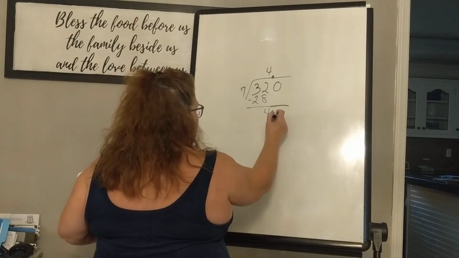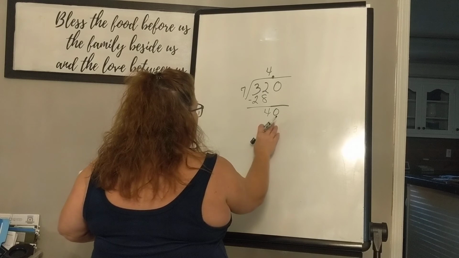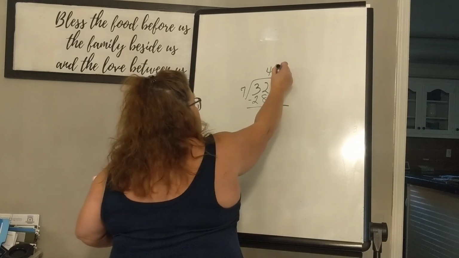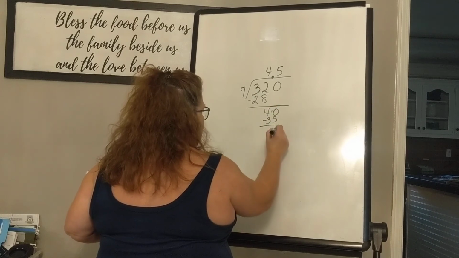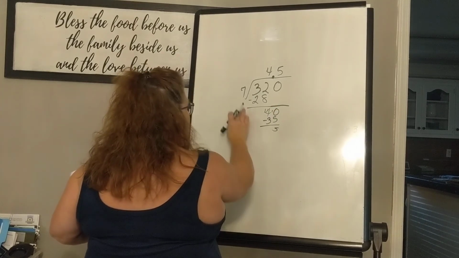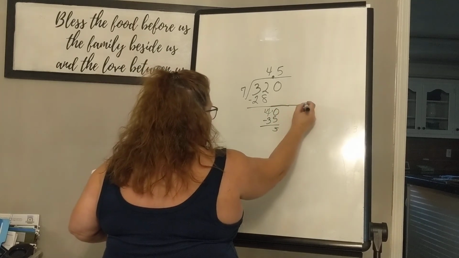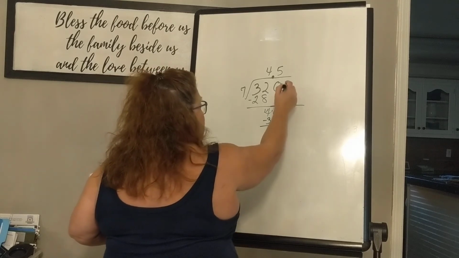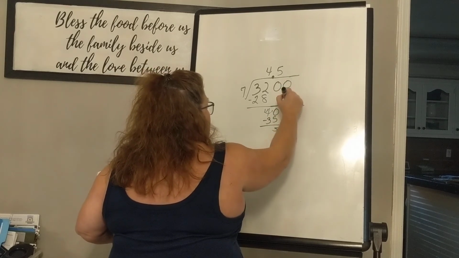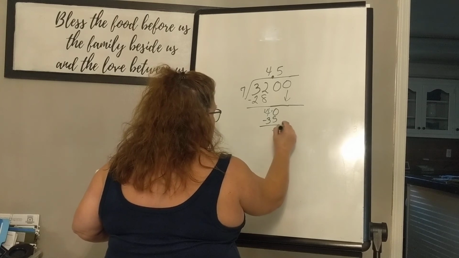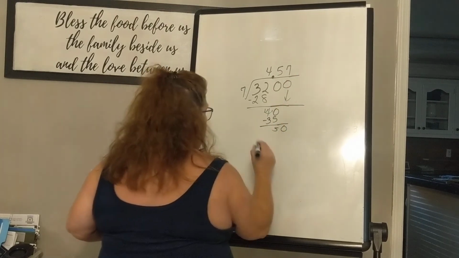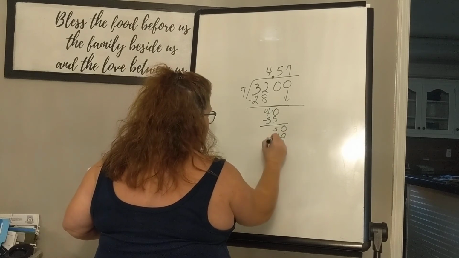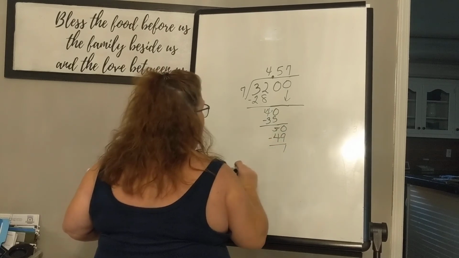So now I'm going to bring that 0 down. 7 will go into 45 times. 7 times 5 is 35. We subtract and we have 5. 5 is smaller than our divisor. So I'm going to annex yet another 0 and bring it down. 7 will go into 50 7 times. 7 times 7 is 49. So I'm going to subtract and have 1 left.